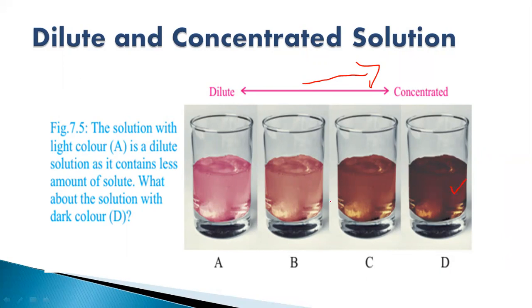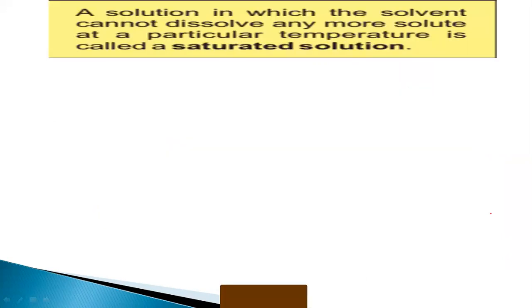Solvent can be less or more, but here the same amount of solvent is present, but there is more solute concentration. Concentration means amount. So more amount of solute is present, and that's why it is called a concentrated solution.